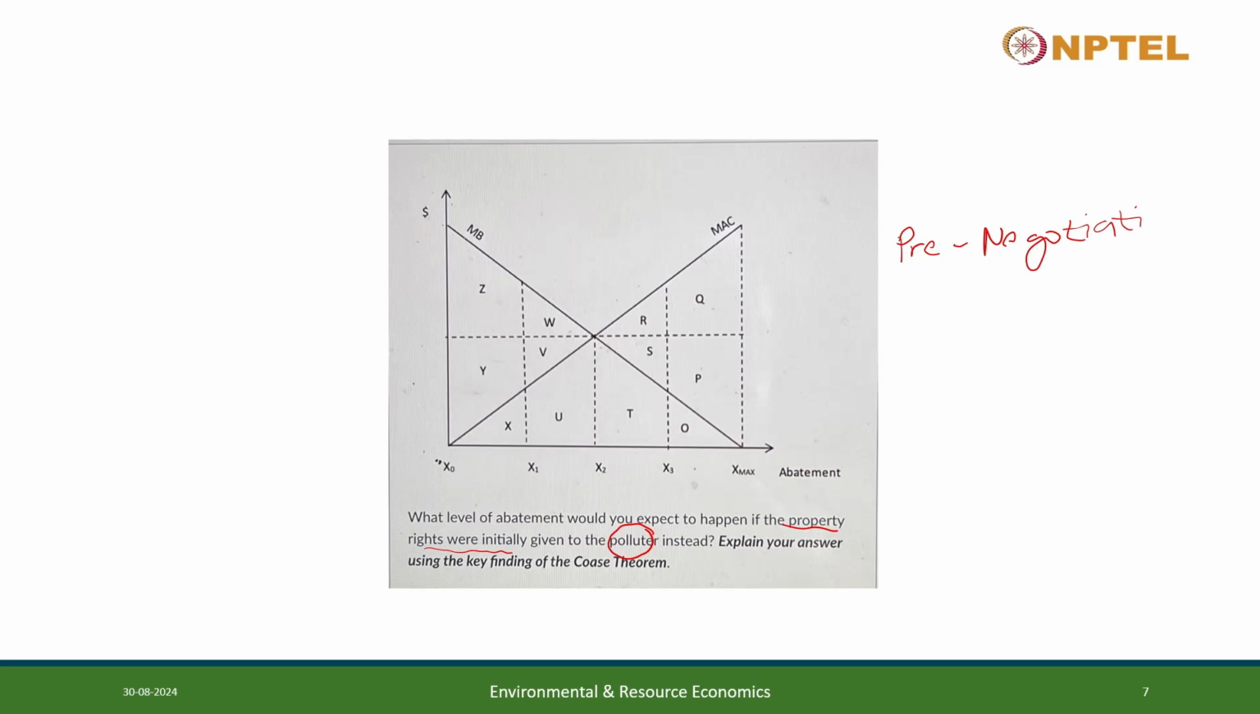Is the question clear? Now, in this case, the property right is with the polluter. So, what will the polluter do? It will try to maximize its own profit, right? So, Paul, do you understand? What will be the value of pollution in this case, initially, when there is no negotiation?